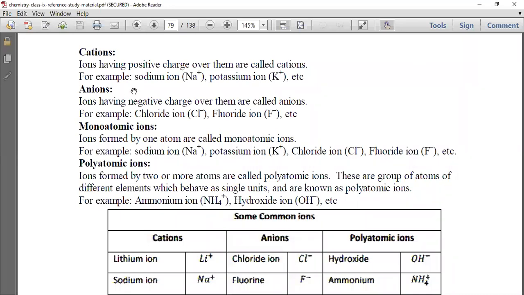Okay, so which are the cations? Cations having positive charge over them are called cations. Examples are sodium ion, Na plus, right? Potassium ion, K plus. Now, where did this symbol come from?